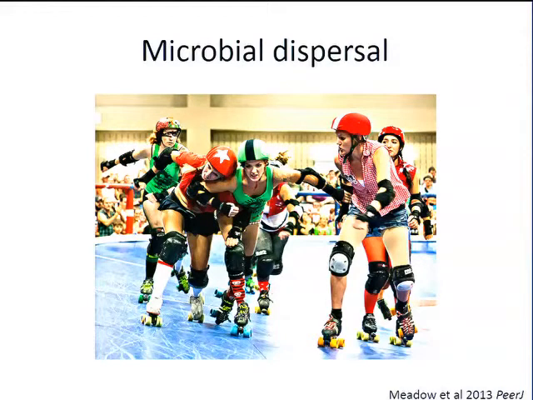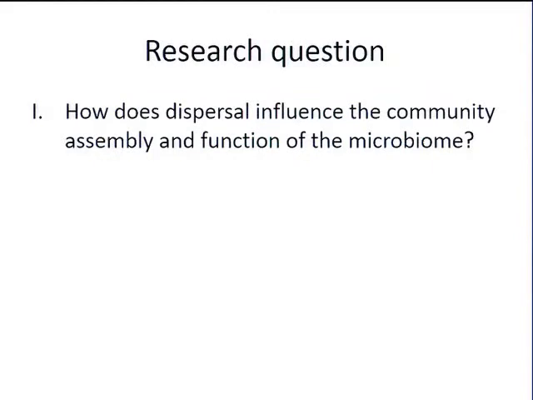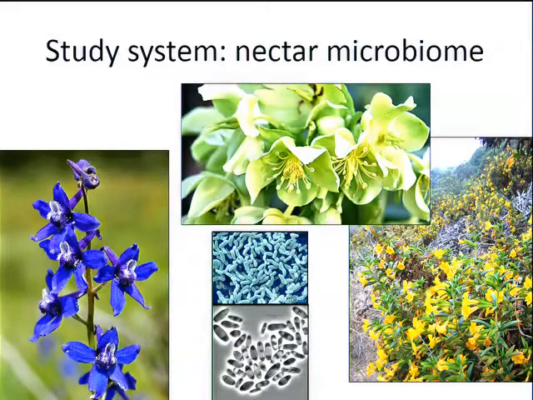So needless to say, I think that more work is necessary to experimentally examine the role of dispersal in structuring the microbiome. And so that's what I'd like to talk about today. How does dispersal influence the community assembly and function of the microbiome? And so I'd like to talk today about one system in particular, and that's the community of microbes that live in floral nectar. And so we know that many plants produce this sugary exudation, known as floral nectar, that is often consumed by pollinators. However, we also find very high abundance of nectar-inhabiting yeasts and also bacteria that accumulate within this resource.